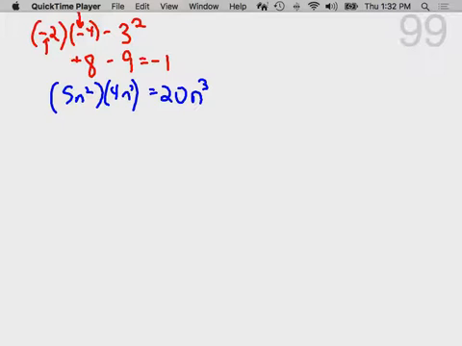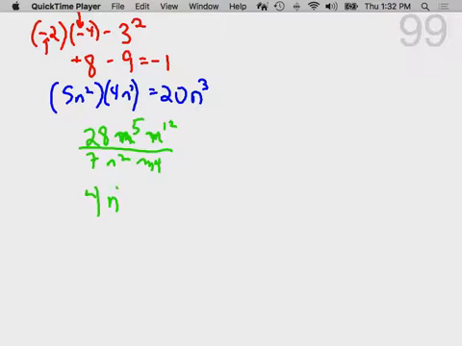Now, number 3 says the following. It says 28 n to the 5th, I'm sorry, m to the 12th over 7n squared m to the 4th. So it's divide coefficients, subtract exponents. 28 divided by 7 is? 4. 5 minus 2 is? 3. Now, I saw some kids write m to the 3rd.